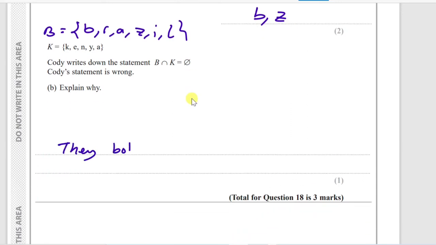They both have A in common. Or they both have the element A. That's a nice way to say it. The element A in common. So false.